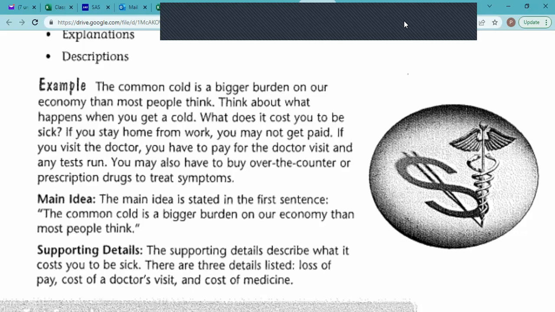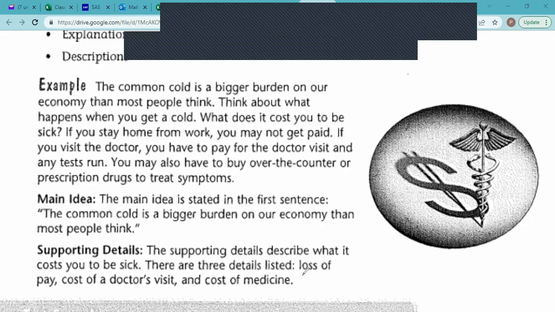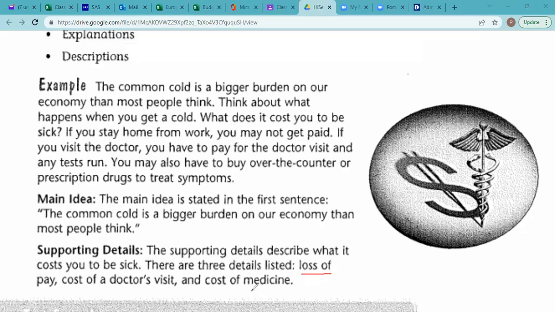Now, some supporting details right here. The supporting details describe what it costs you to be sick. There are actually 3 details that they are listing. The first one is loss of pay, there's one. The cost of the doctor's visit. And then, of course, the cost of the medicine. So those are 3 details that they've easily listed. All right.